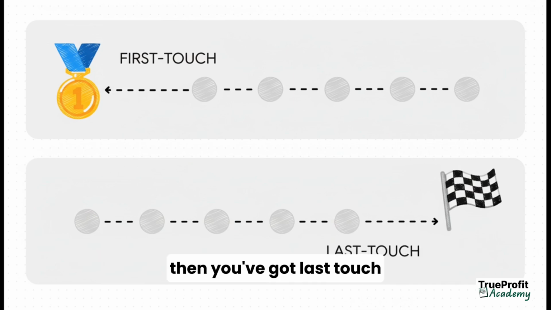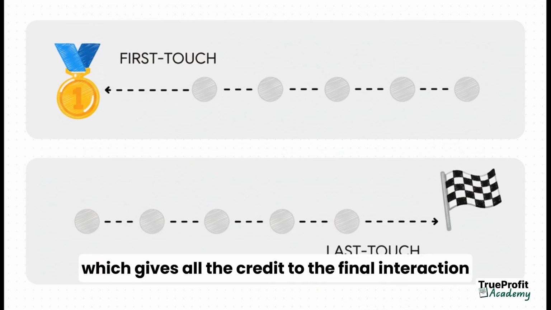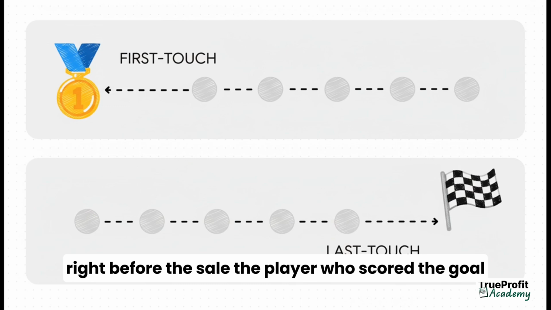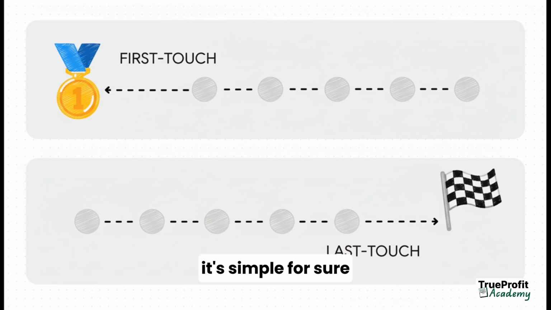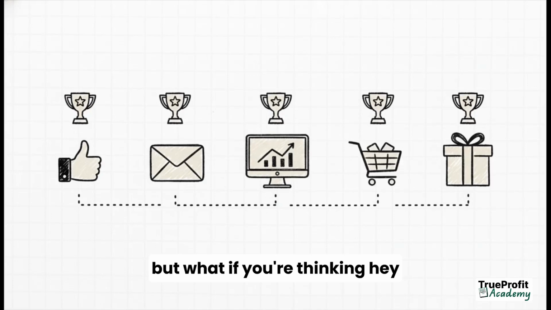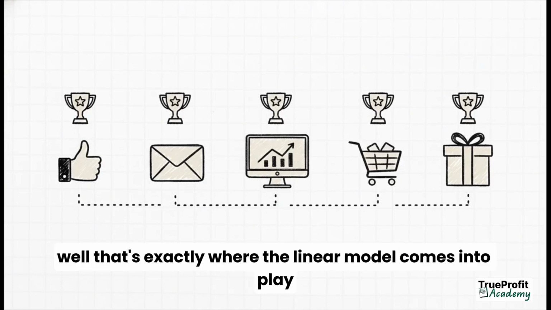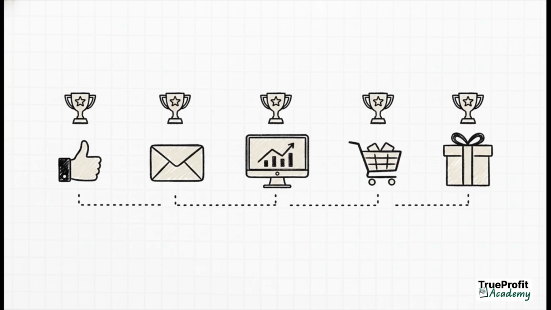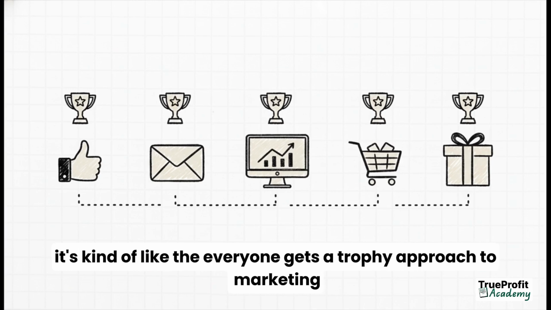Then you've got last touch, which gives all the credit to the final interaction right before the sale, the player who scored the goal. It's simple for sure, but it completely ignores all the teamwork that happened before. But what if you're thinking, hey, every step in the journey mattered? Well, that's exactly where the linear model comes into play. It's kind of like the everyone-gets-a-trophy approach to marketing.